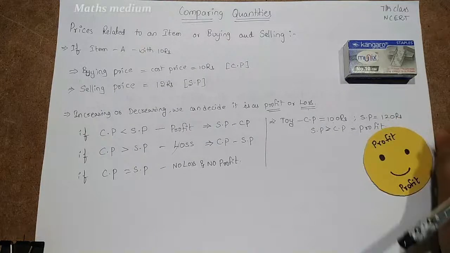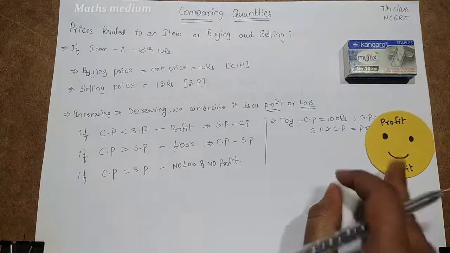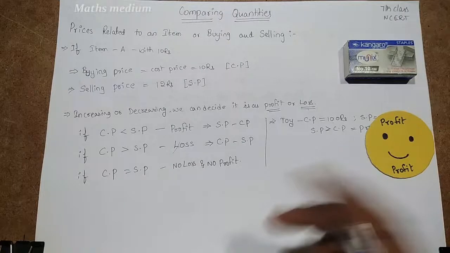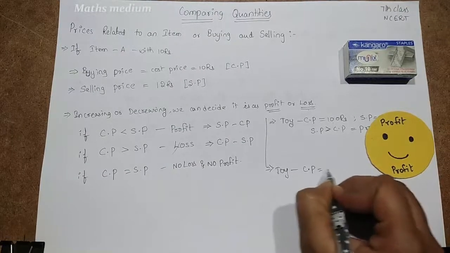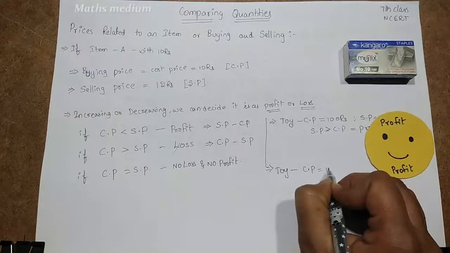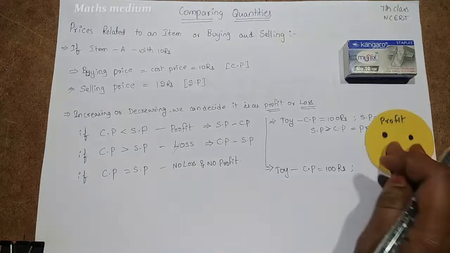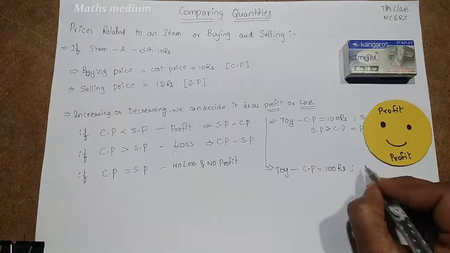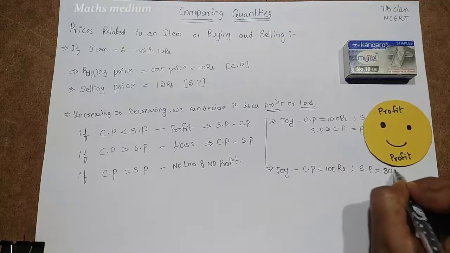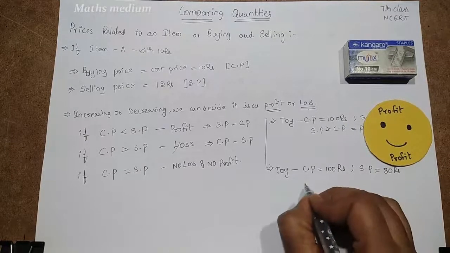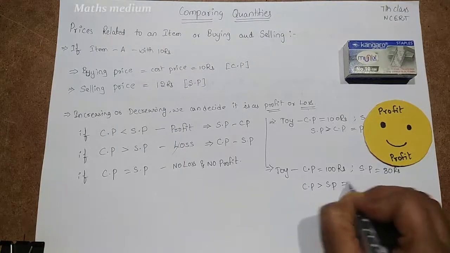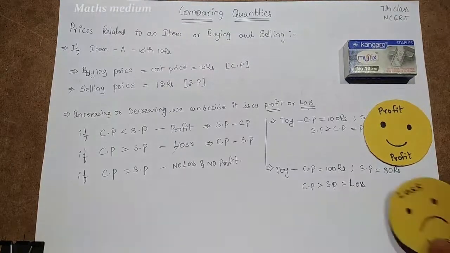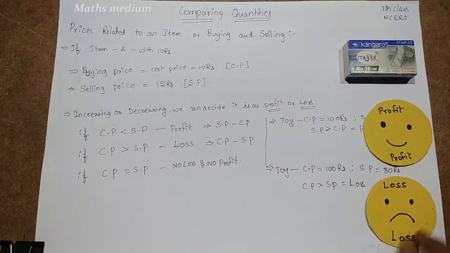You know that if you get profit, we are happy, right? So next one is the same toy you purchased. It means cost price is 100 rupees, but selling price is 80 rupees. Then CP is greater than the SP. It means you will get loss. See, in losses we are sad.